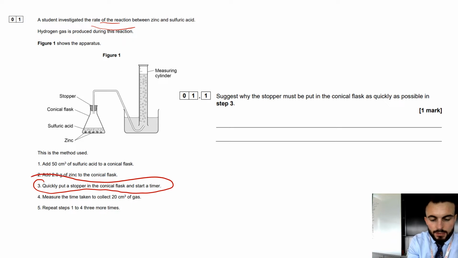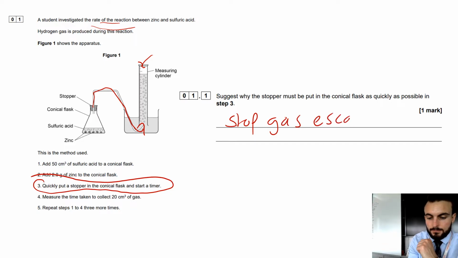So remember, we are collecting gas from the reaction, going up the tube. So the stopper's there because we're trying to collect all of the gas here. There's no point in waiting 10 minutes and then doing it because it's already lost to the surroundings. So all you do for that one is just to stop gas escaping.